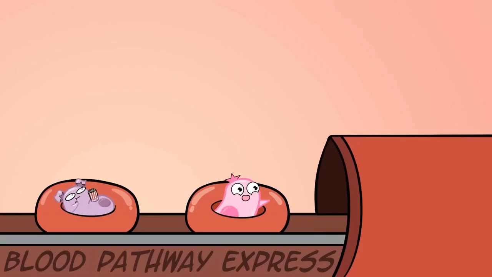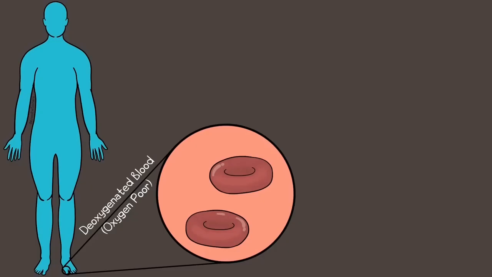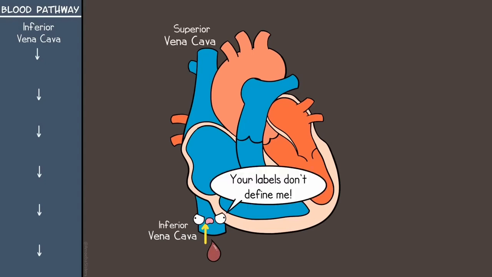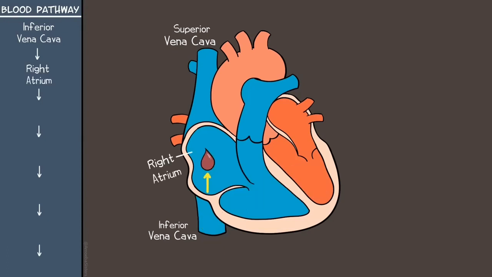We're going to start with blood that is in a human toe. This blood is deoxygenated. It needs to get to the heart so that it can be pumped to the lungs to pick up oxygen and then be spread throughout the body. It's going to get there through the vena cava, inferior vena cava to be specific, as the superior vena cava is above the heart. The blood enters the right atrium.